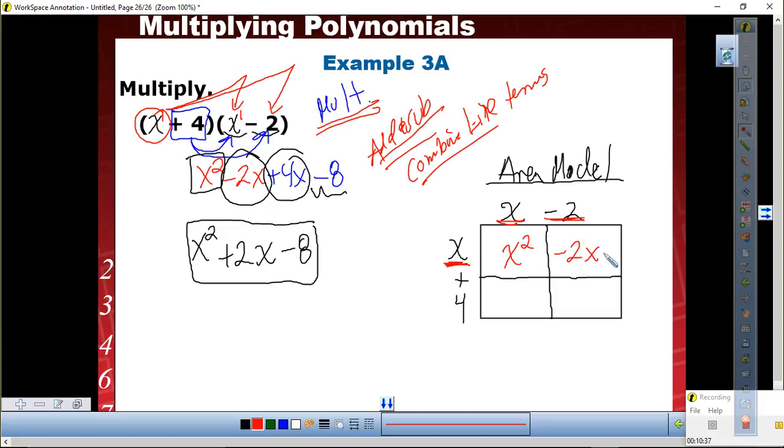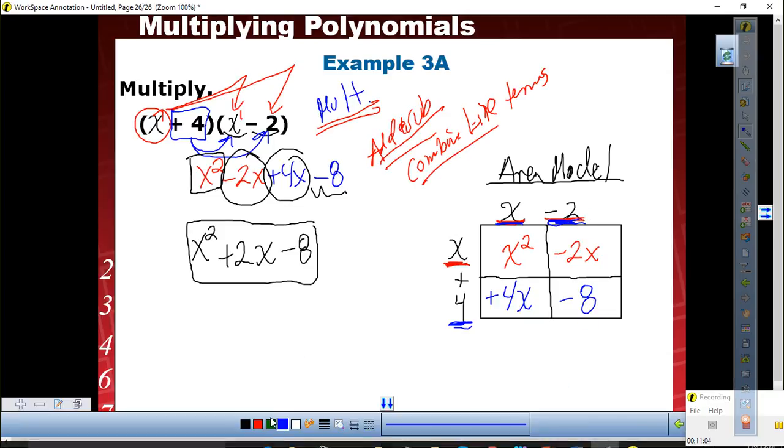Do you see how they are organized here together when we multiply the first term? All right. Now let's multiply the second term, which is 4. What is 4 times x? 4x, and it's a positive, okay? Now 4 times negative 2, that is negative 8. We're multiplying, right? 4 times negative 2 is negative 8.